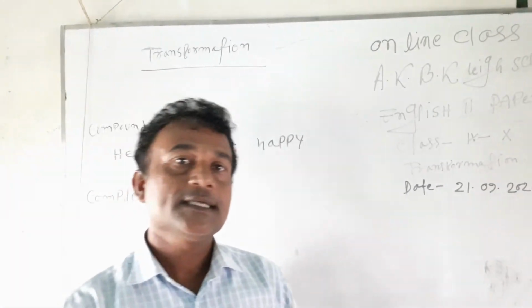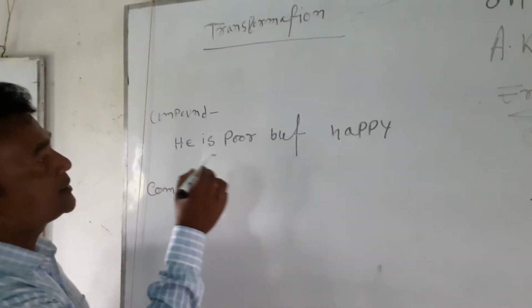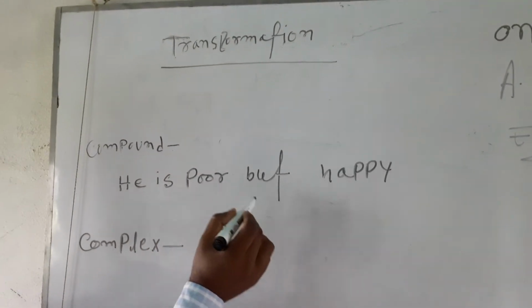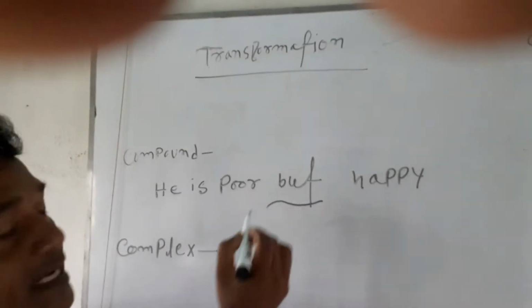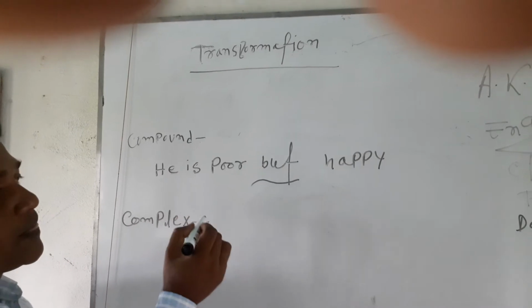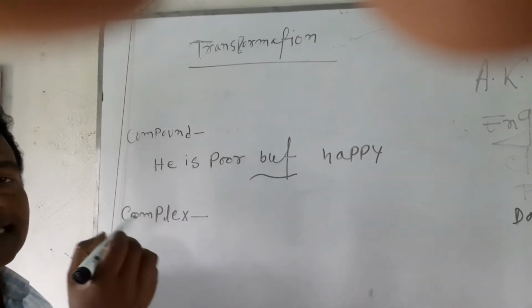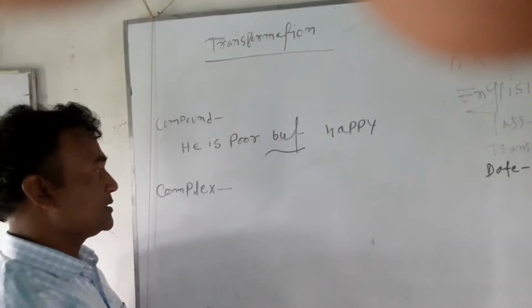So dear students, look at this sentence. This is a compound sentence. He is poor but happy. Here, but is a conjunction. So, we'll try how we can change this sentence into a complex sentence.